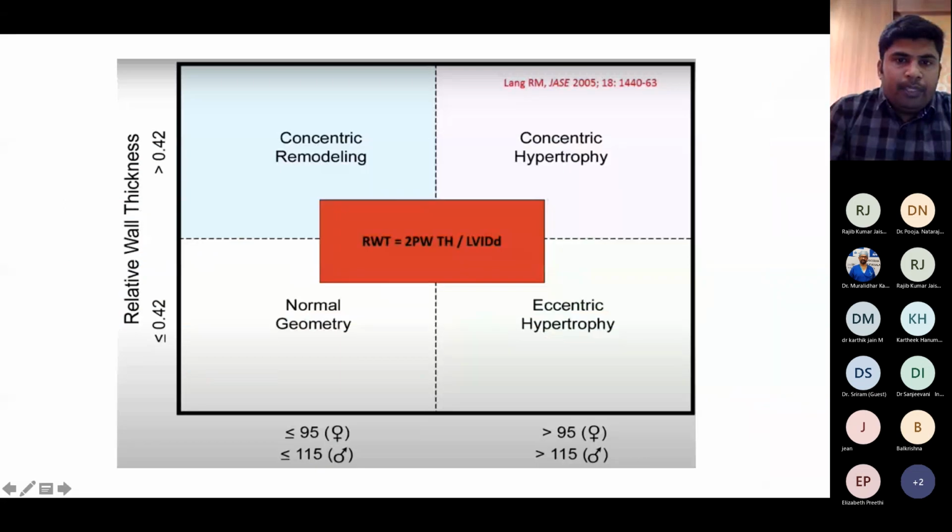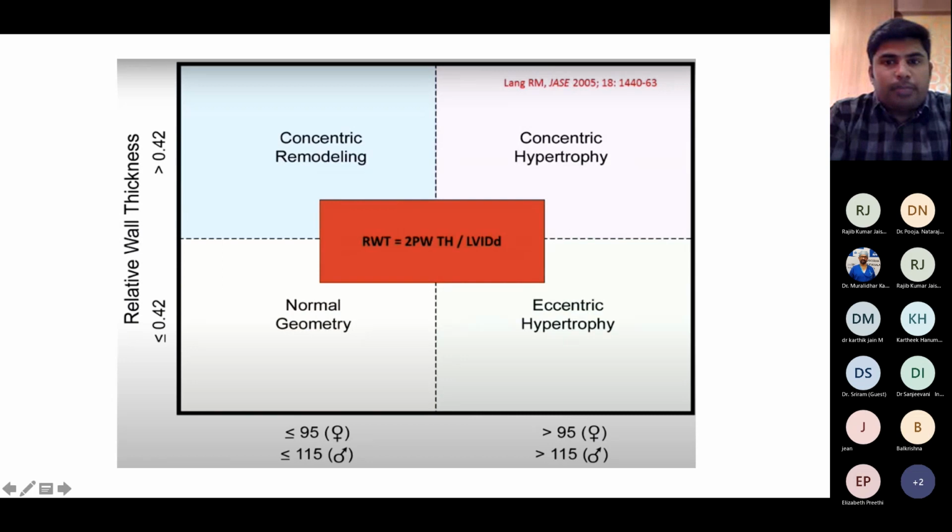The hypertrophy can be either concentric hypertrophy or eccentric hypertrophy. To identify what kind of hypertrophy, we need to measure something called relative wall thickness. It is nothing but the sum of the septal wall and the posterior wall, or twice the posterior wall thickness, divided by the left ventricular internal diameter in diastole. If the myocardial mass is more than the reference range and the relative wall thickness is more than 0.42, then it is called concentric hypertrophy, which is a situation we see in most pressure loaded left ventricles.